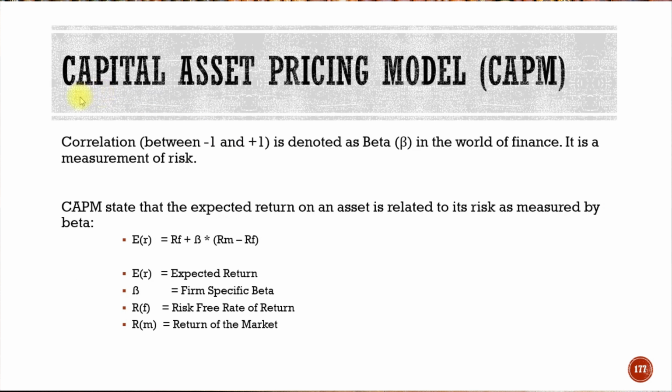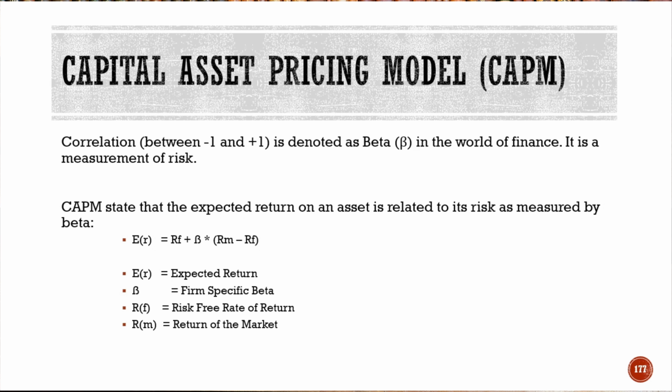Now, going back and looking a little bit more at the capital asset pricing model, also known as CAPM. We know that correlation from statistics is between -1 and +1. It's denoted as beta, but in the world of finance, it's the measurement of risk. In this case, the number 1 equals the overall market. Often it's considered the S&P 500.